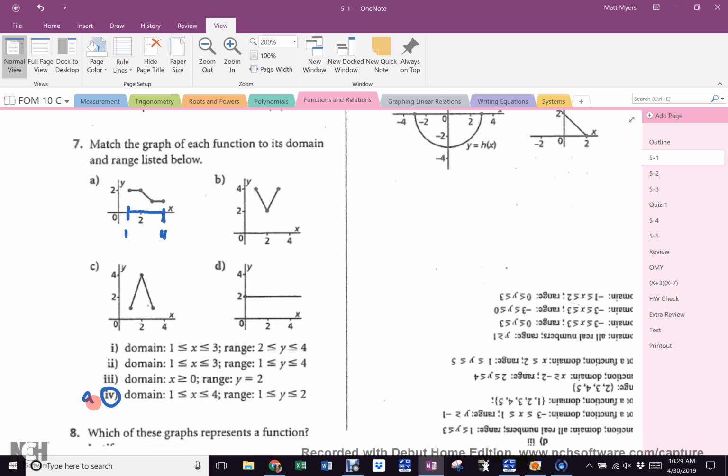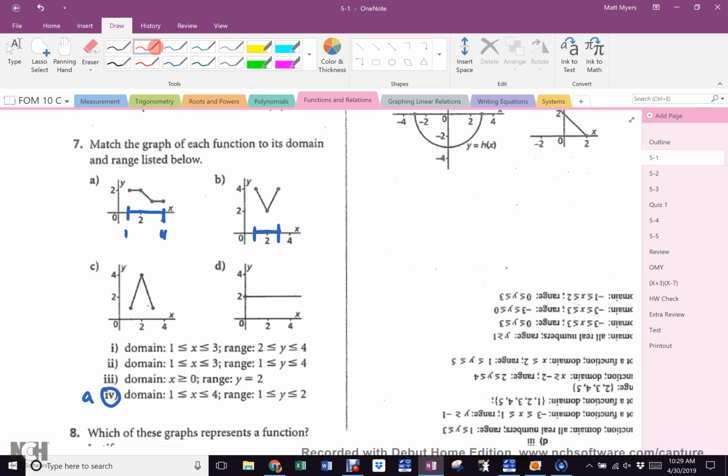Everybody understand? All right. So let's look at B. Where do I start on domain? 1 up to 3. Do I hit both? Yeah. All right, so it could be 1 or 2, right? So we got to check the range. Where do I look for range? On the Y value. What's the lowest Y value? 2. What does it go up to? 4. So which is it? First one. There's B. Agreed? Okay. What about C? 1 to 3. So we know it has to be 2, right? Okay. And what about D?